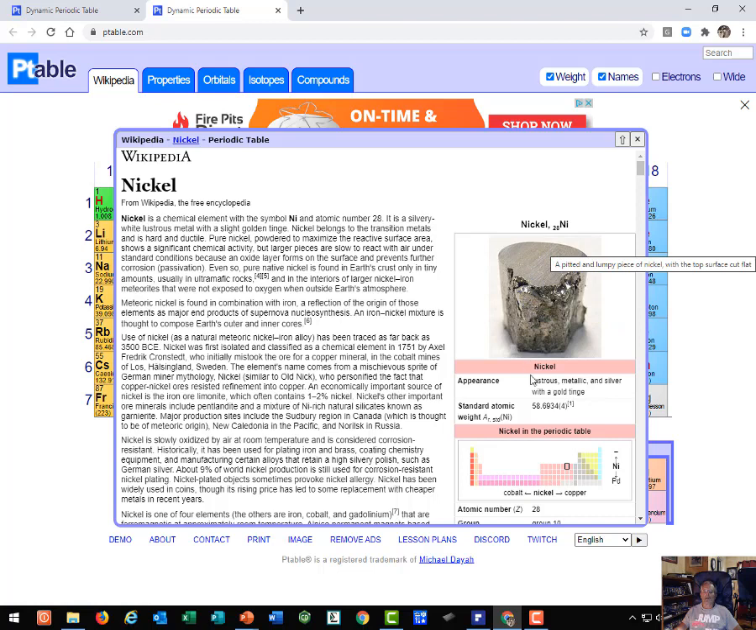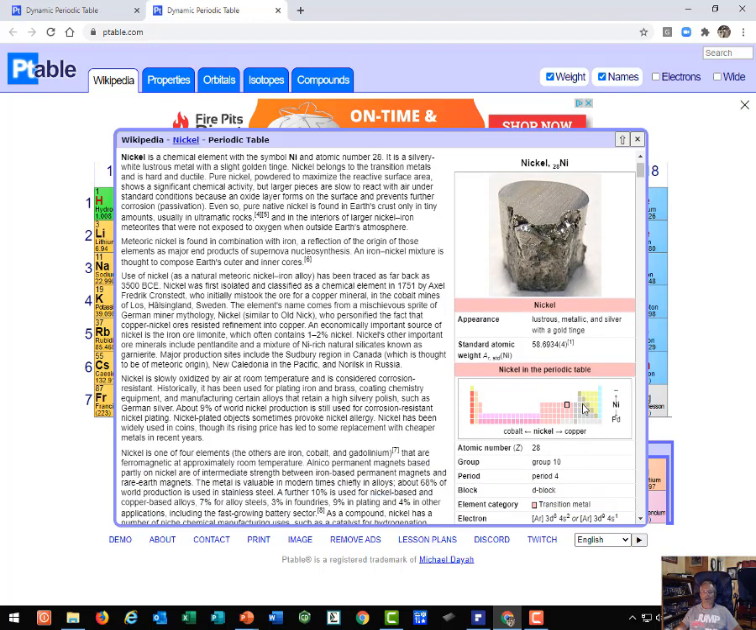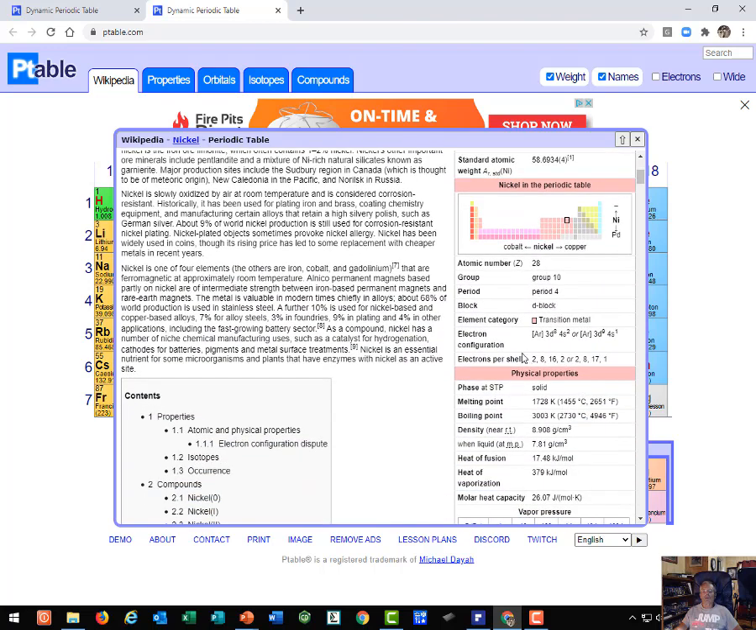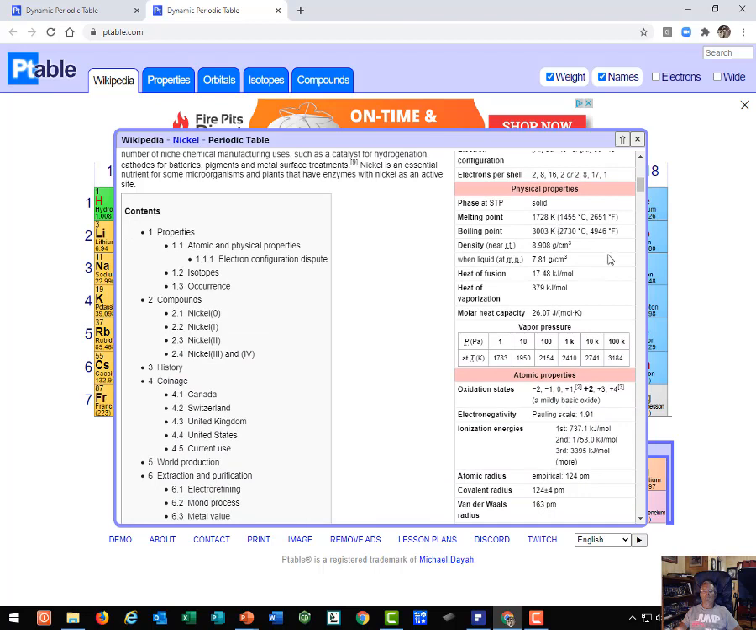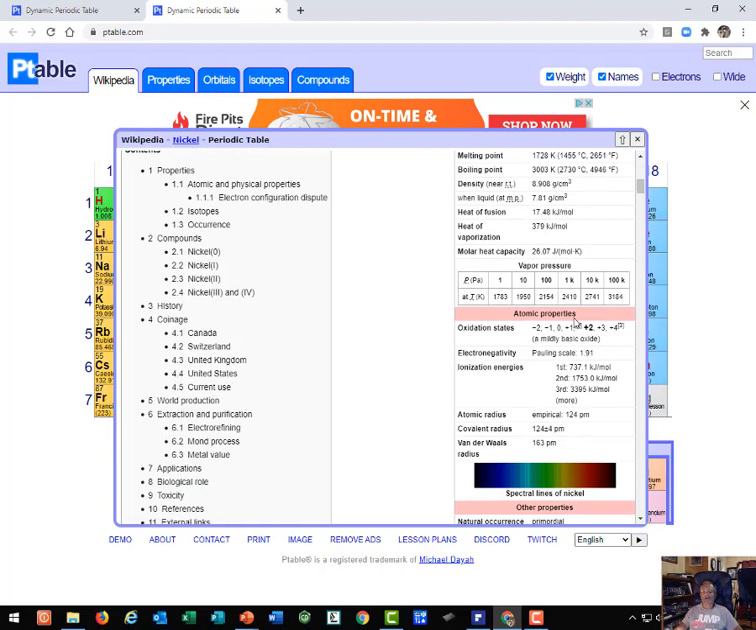It's a shiny metal, lustrous, metallic, silver. It's going to give you some of those characteristics. It'll give you the standard atomic weight in AMU. It's also going to give you a thing we call the electron configuration. When we get to quantum mechanics, we'll talk about that. And different properties, its density, heat of melting. Fusion is called melting. Fusion is a more technical term. Its boiling point, the heat of vaporization, etc.